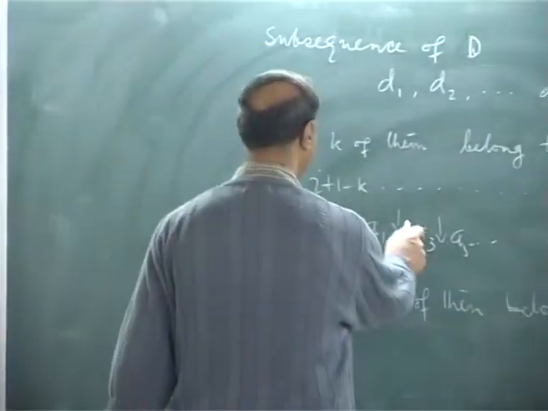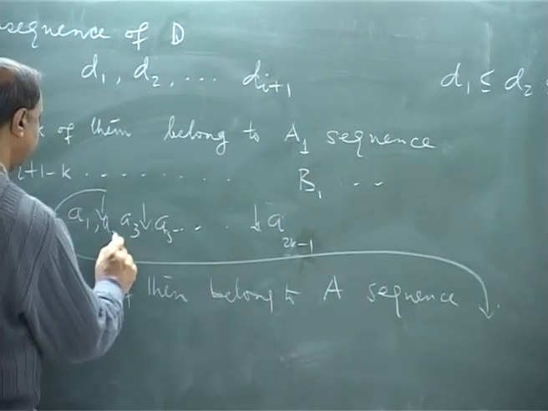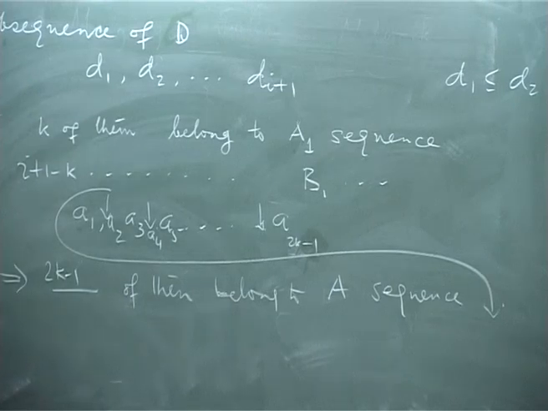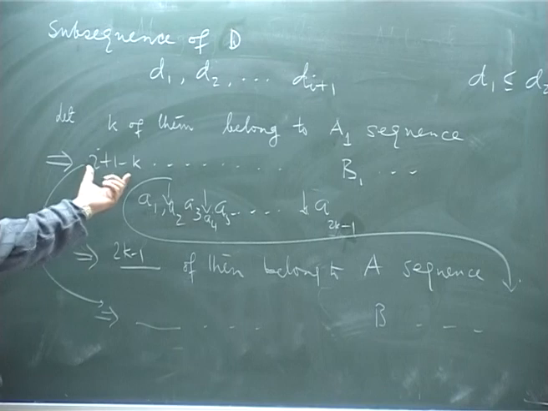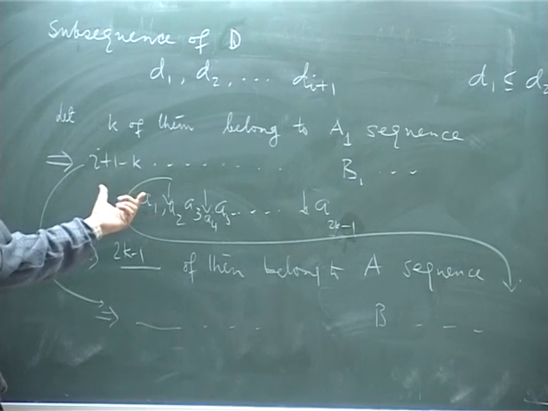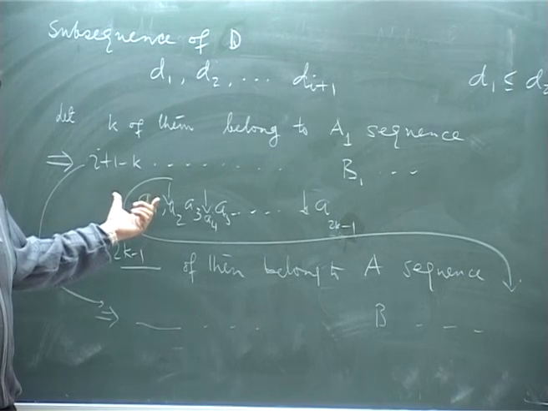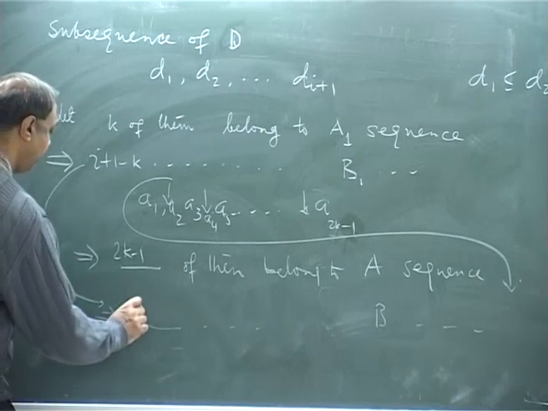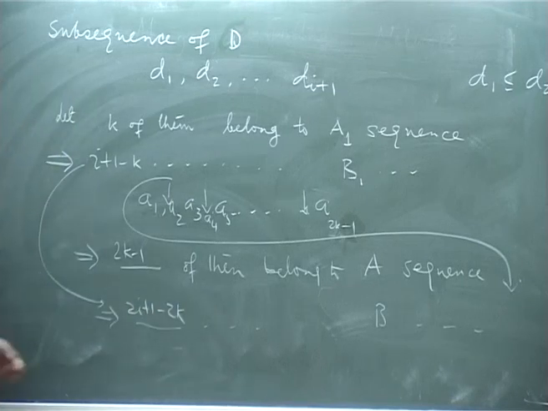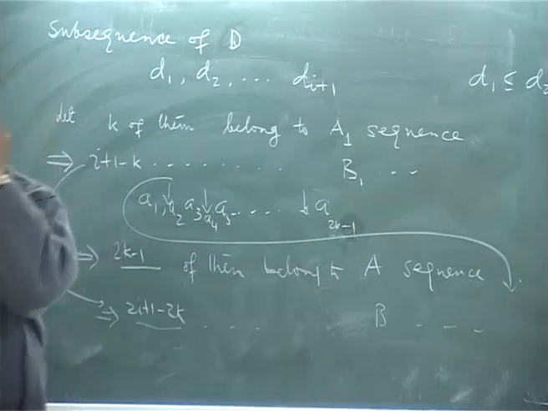Right? And they are sorted, because this is sorted. Agreed? Yes. Now, if it is the case, can you tell me from here how many elements of them belong to B sequence? How many odd index elements? I plus 1 minus k. And how many even index elements? I minus k. Then what is the total number of elements? 2i plus 1 minus 2k. Right? That many elements belonging to B sequence.